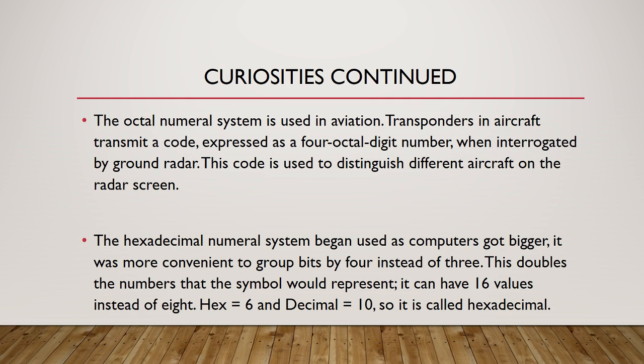The octal number system is used a lot in aviation. It's basically a code that will be sent from an aircraft down, and the ground radar will be able to decipher what kind of aircraft that is based on the signal that it sends.